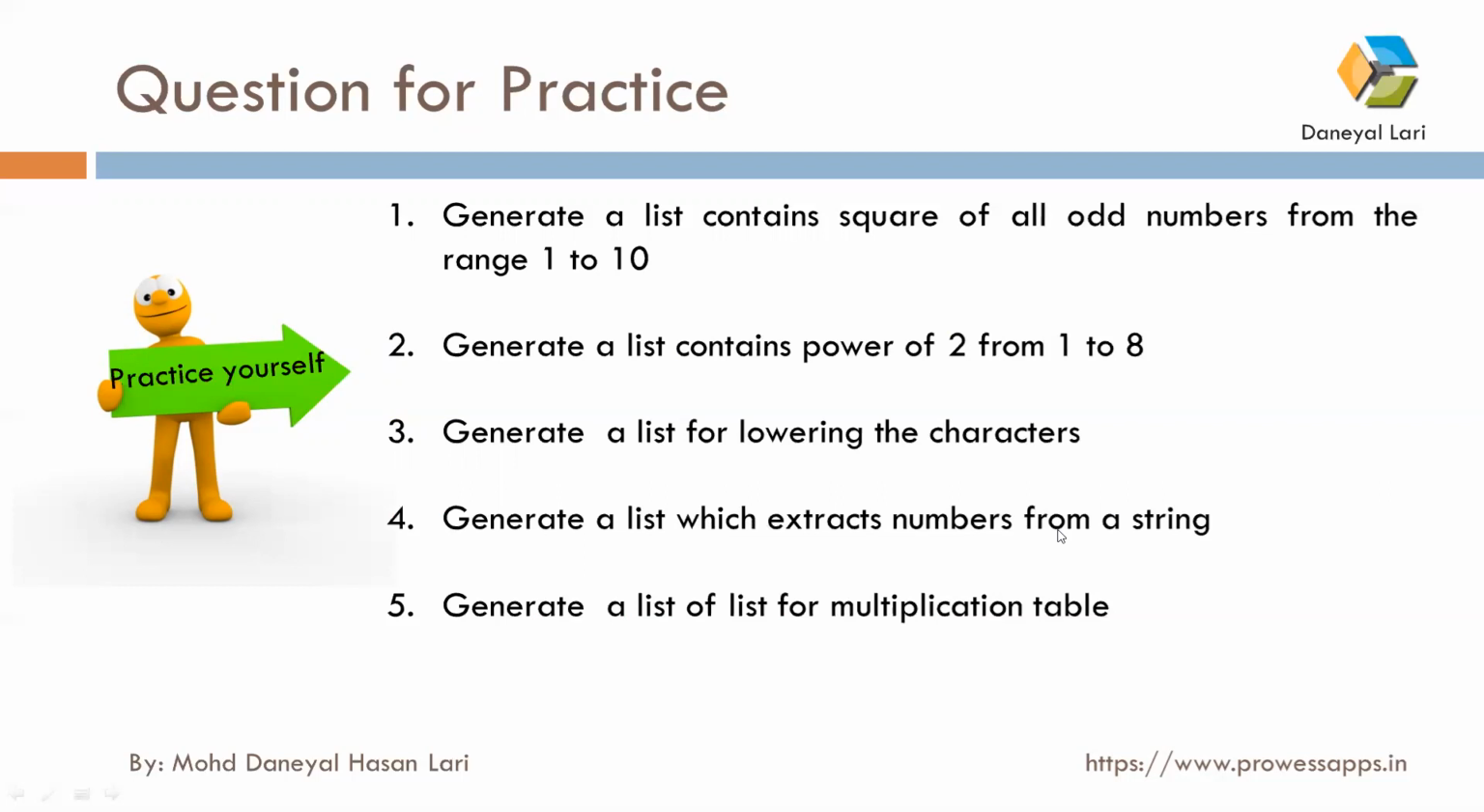Generate a list which extracts numbers from a string. You have a string that contains numbers also. For example, my roll number is 1, 2, 3, 4, 5. So this should extract only 1, 2, 3, 4, 5. Okay, by using list comprehension. Generate a list for a multiplication table. So you need to generate a table by using list comprehension. Okay, so just do the practice. In the next session, I'll discuss these questions also. But first of all, do it yourself.